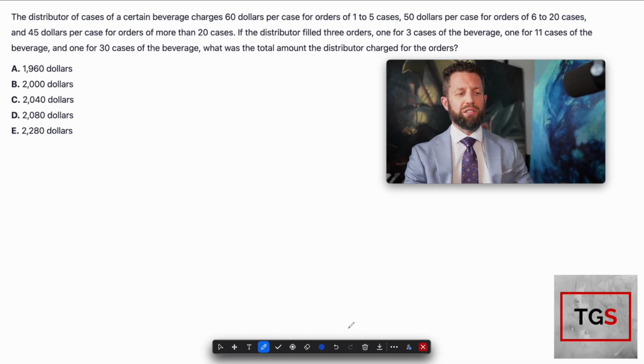Option A is 1,960. Option B is 2,000. Option C is 2,040. Option D is 2,080. And option E is 2,280. As always, recommend pausing. And I'm just going to jump right in.